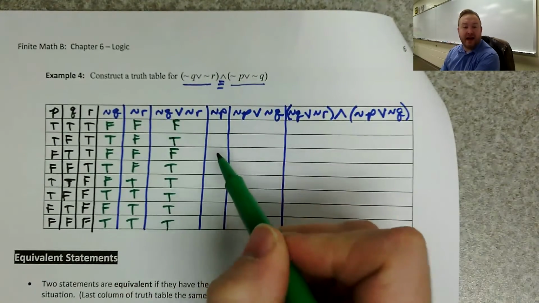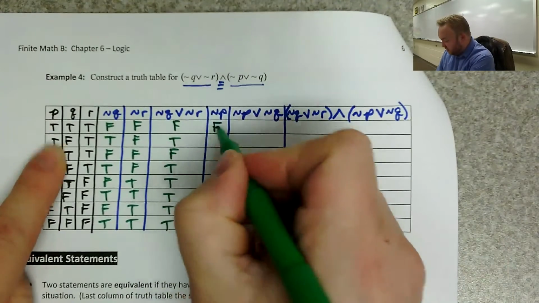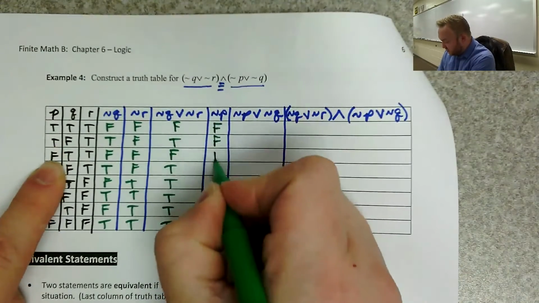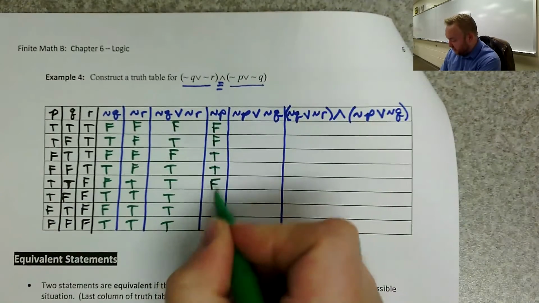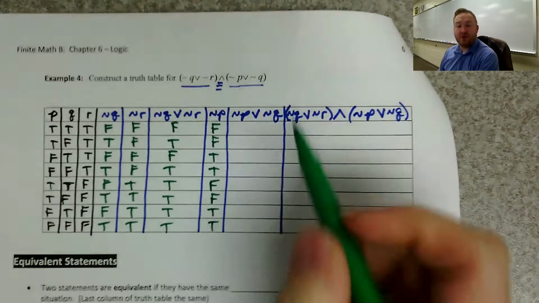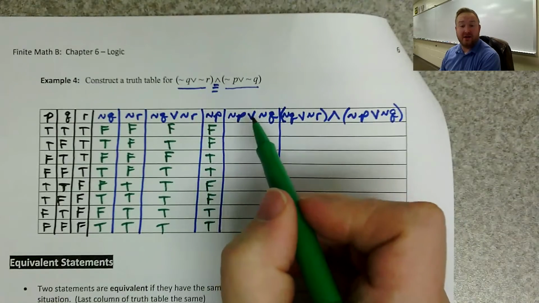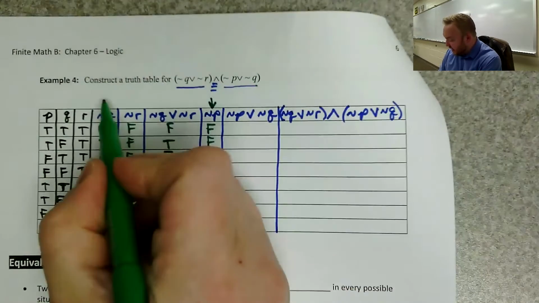Okay, now we need a not P. So I'm going to go down the P column. True becomes false, true becomes false, false is true, false is true. Again, true, true, false, false will become false, false, true, true. Easy enough.